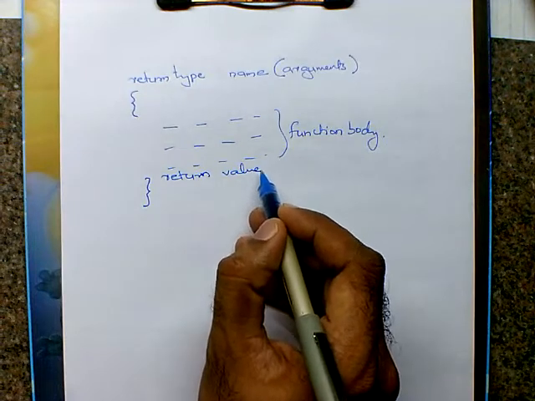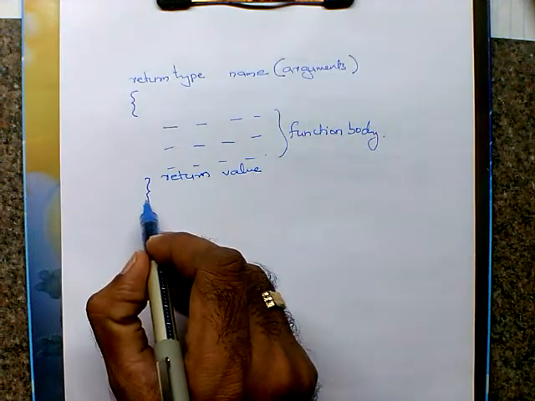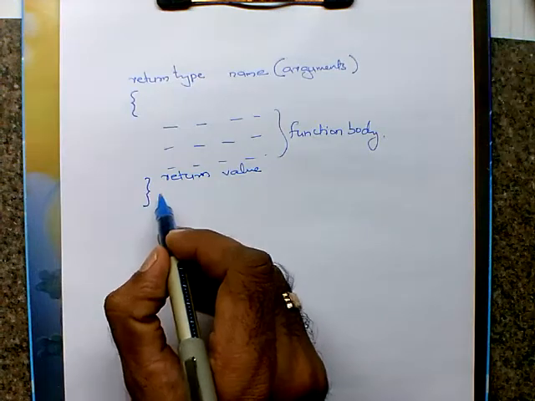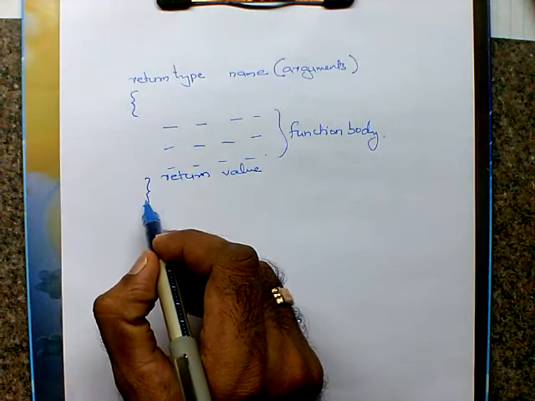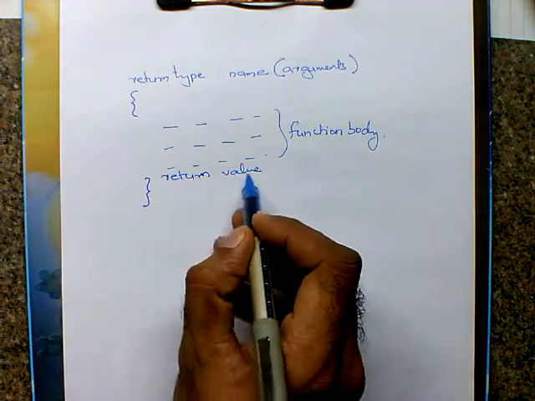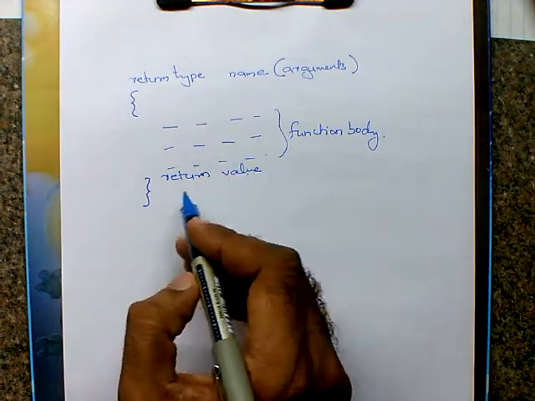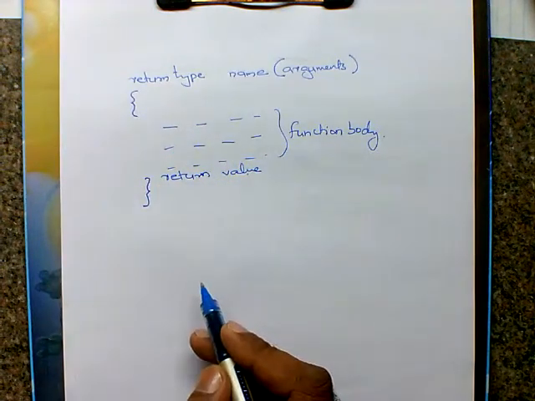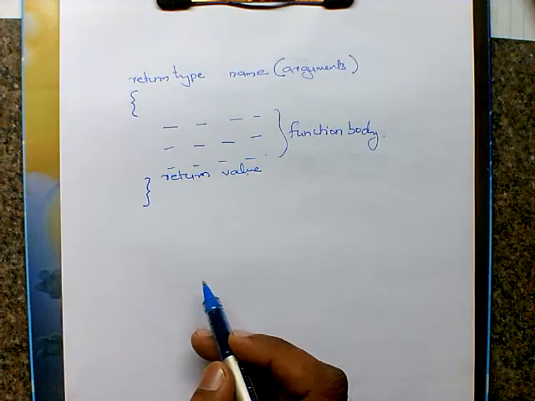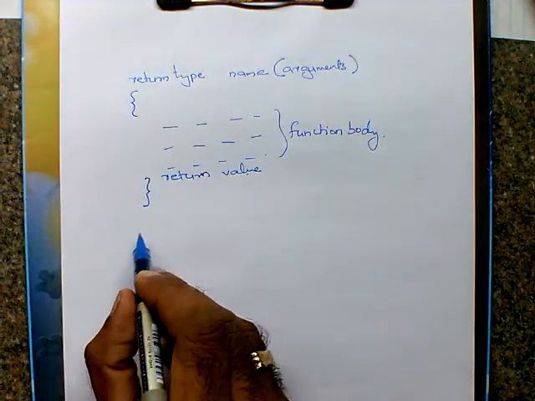As the last statement we will write the return value, but before closing. Before you write the closing bracket, we will write the return value. So this is the format, the format of writing a function in C language. Now consider an example.